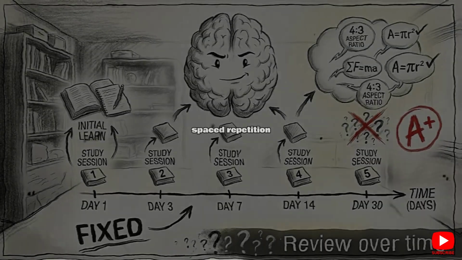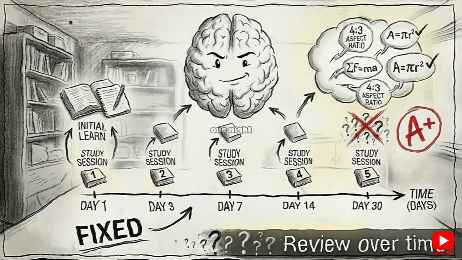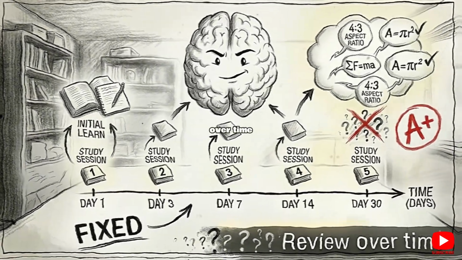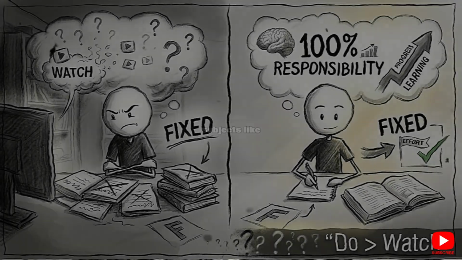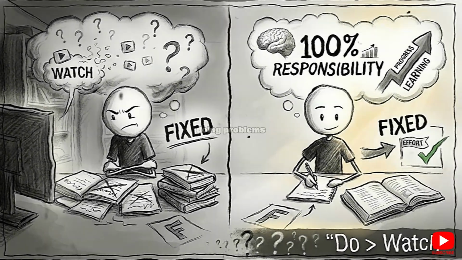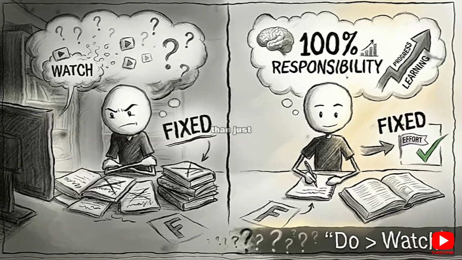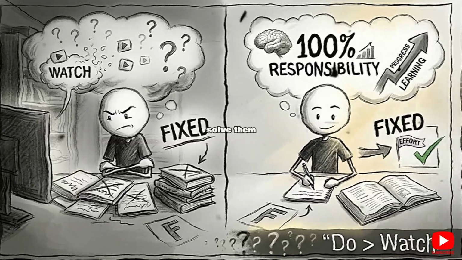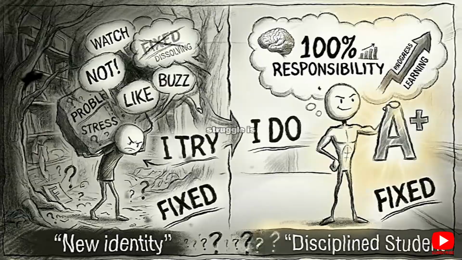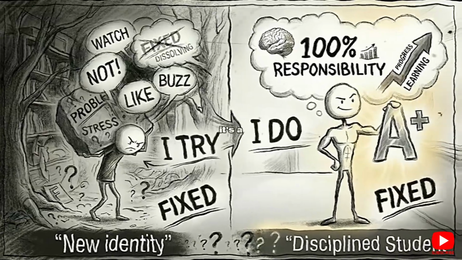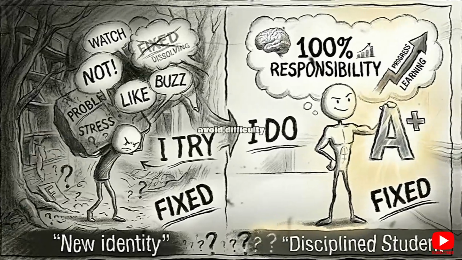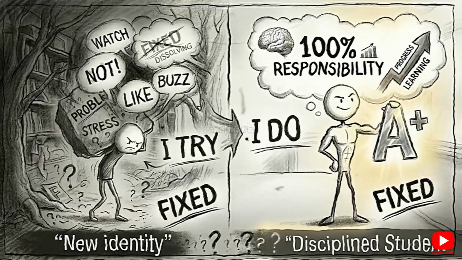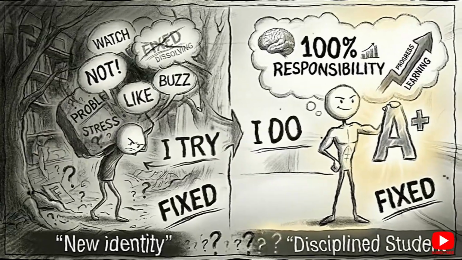Second, spaced repetition. Don't cram everything in one night. Review material over time so it actually sticks. Third, practice. Especially for subjects like math or science, doing problems is far more powerful than just watching someone else solve them. Here's the key idea. Struggle is not a sign of failure. It's a sign that learning is happening. The A student doesn't avoid difficulty, they lean into it, and that's why they improve faster.